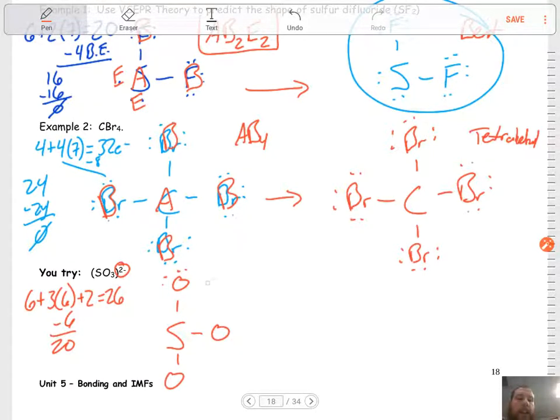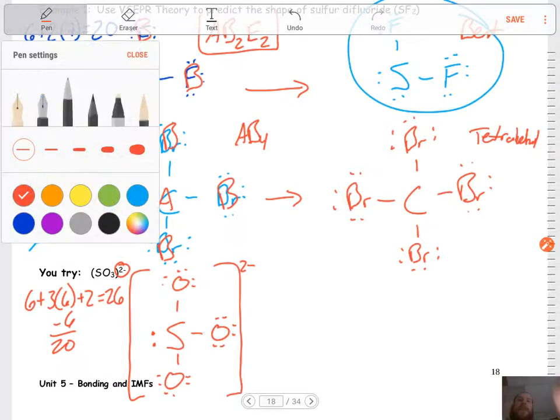2, 4, 6, 8. 2, 4, 6, 8. 2, 4, 6, 8. Okay, so there's 2, 4, 6, 8, 10, 12, 14, 16, 18, and then I need 2 more, which, oh look, sulfur needs it, so it looks just like that. Now, is my structure done at this point? No. Okay, remember, with an ion, this thing called a polyatomic ion, you have to have the brackets and you have to have the charge.